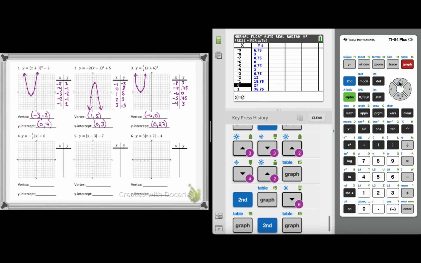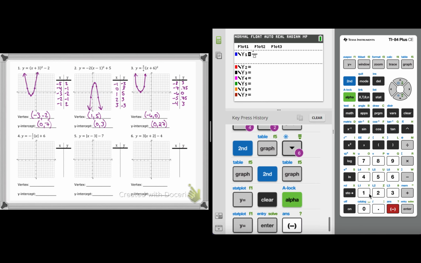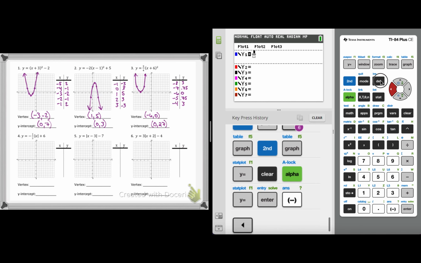The other thing we're going to take a look at here is how to enter these absolute value functions. It's mostly the same process here, but we've got to do one little extra step to show absolute value. So once again, I'm going to clear my function here. Here's number 4: y equals -1/2 absolute value of x plus 6. I'm going to go ahead and enter my fraction first, and since I've got the fancy menu, I'm going to do -1/2, so put the negative out front here.